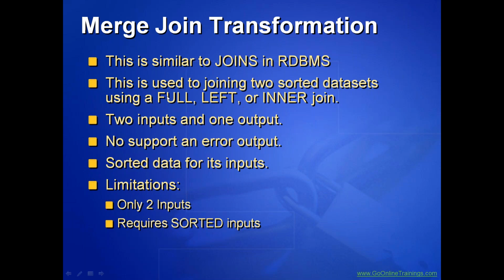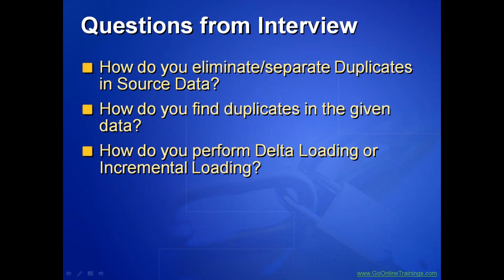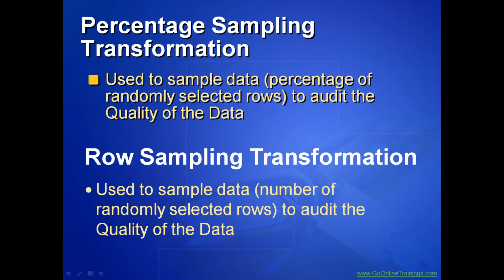Now, so merge join is that. Then we have, how do you eliminate or separate duplicate rows? That we discussed yesterday. How do you find duplicate data in the given data? Yesterday I told you we can use fuzzy grouping. How do you perform delta loading or incremental loading? This we're going to be discussing from Monday. Clear? What is delta loading, incremental loading? We'll discuss. So now, percentage sampling is used to sample the data to audit the quality of the data.